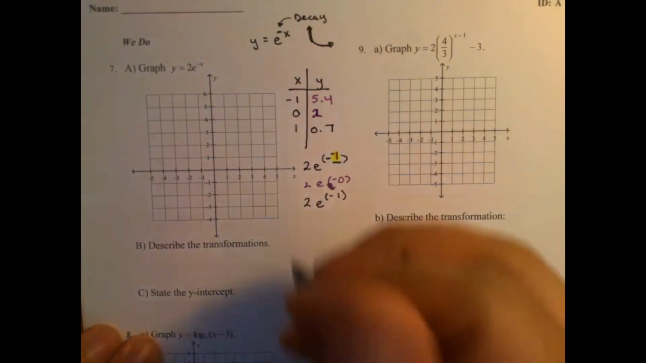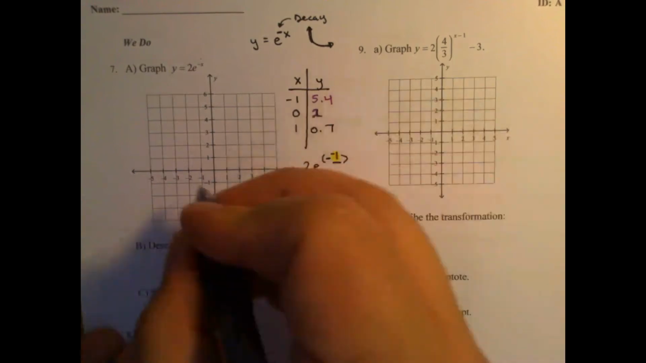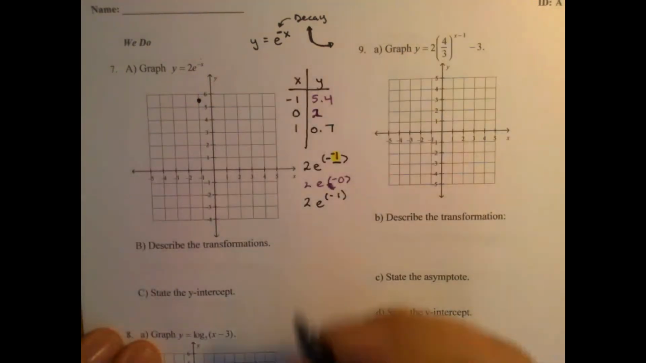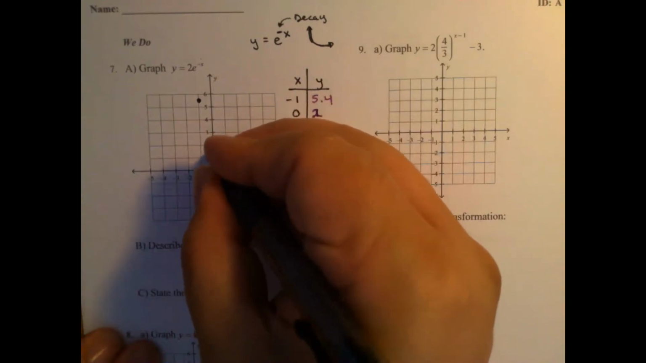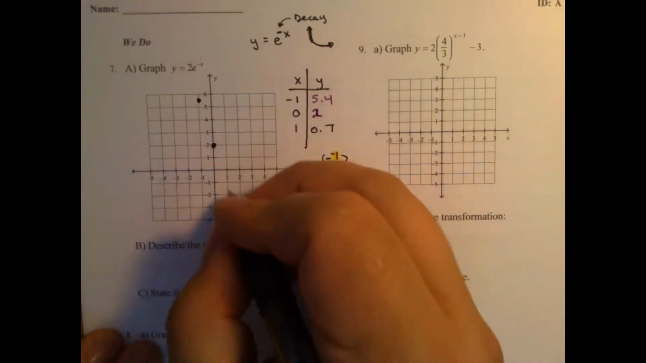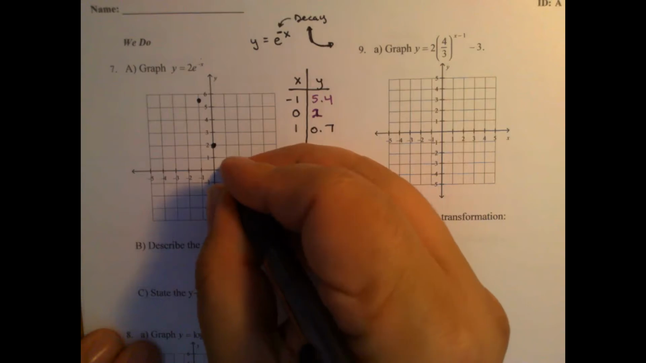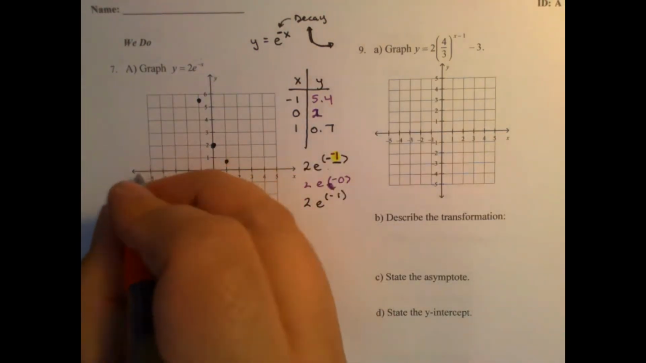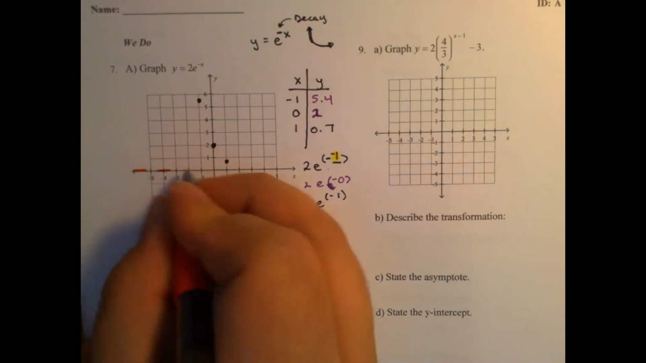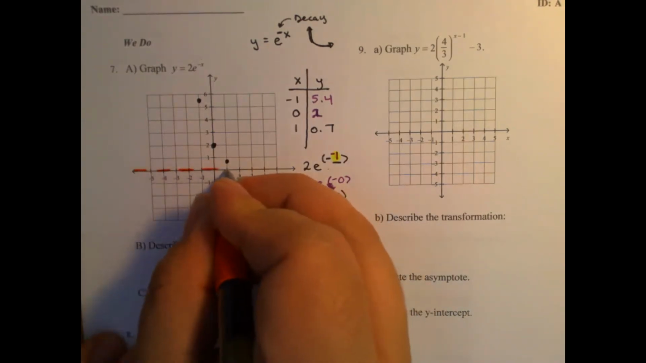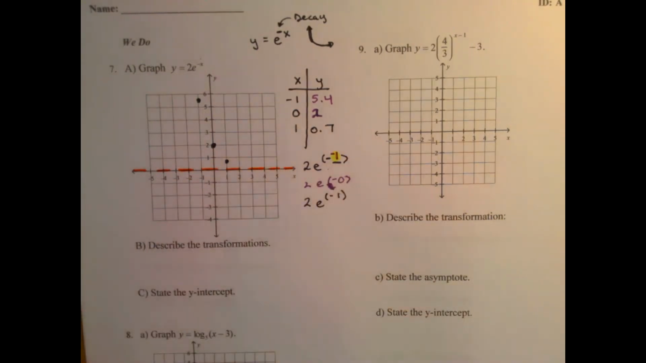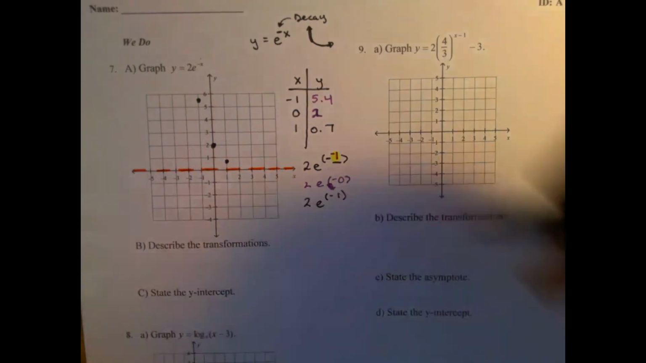So remember these, just a little careful. -1, and then 5.4, so somewhere right around there. 0, 2. And 1, 0.7, so that's up here. Doesn't get quite to the 1. Remember, of course, they did not move this up or down. And if they did not move this up or down, then my asymptote remains in the same location, the original one. And so here's my graph.